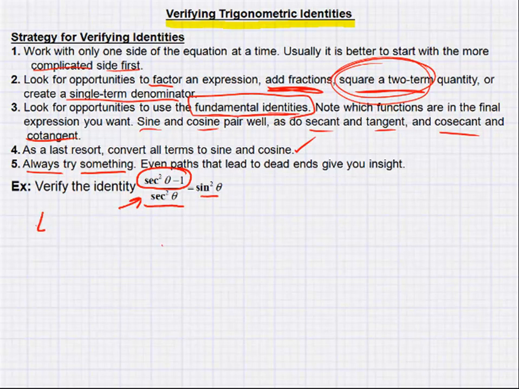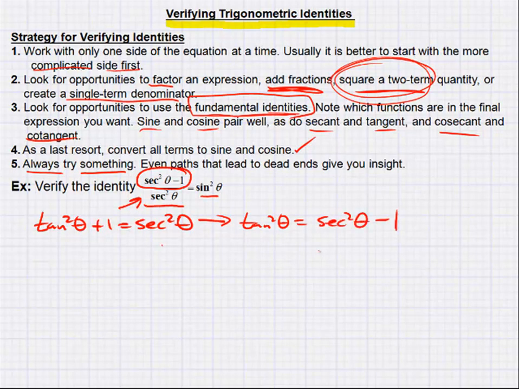I have this identity that tangent squared theta plus 1 equals secant squared theta. But that is the same thing as tangent squared theta equals secant squared theta minus 1. So I can use that. So then what I end up with is that secant squared theta minus 1 becomes tangent squared theta, over secant squared theta. Okay? I didn't get to where I need to be yet, so I'm still looking at this. What else could I do?